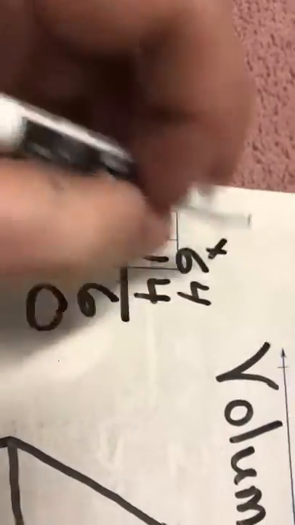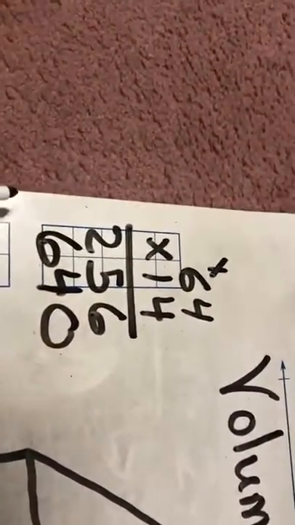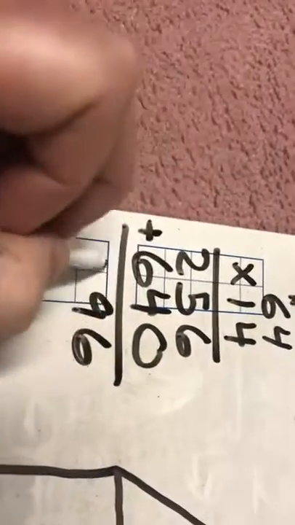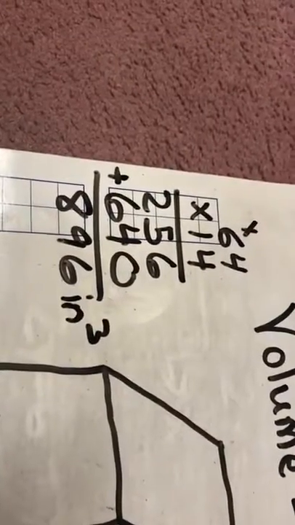Okay, 1 times 4 is 4. 1 times 6 is 6. I add these numbers together. 6 plus 0 is 6. 5 plus 4 is 9. 2 plus 6 is 8. 896 cubic inches would be the volume of that carton.